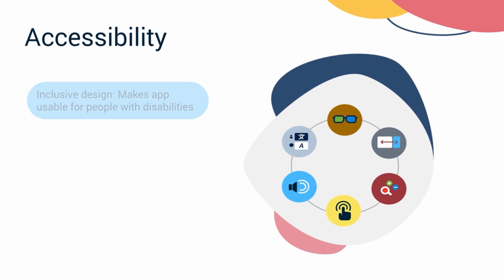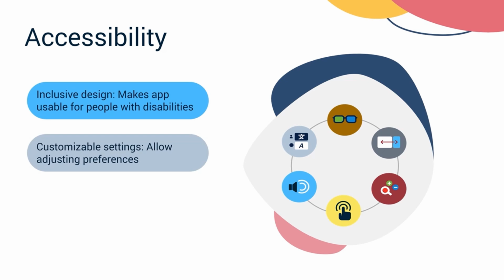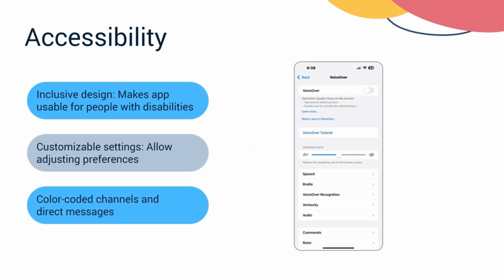Accessibility implies having an inclusive design and customizable settings in your app. Inclusive design makes your app usable for people with disabilities, and customizable settings allow users to adjust preferences. As an illustration, the VoiceOver feature on iOS allows visually impaired users to navigate apps through spoken descriptions. YouTube enables users to change subtitle settings and adjust playback speed for better accessibility.